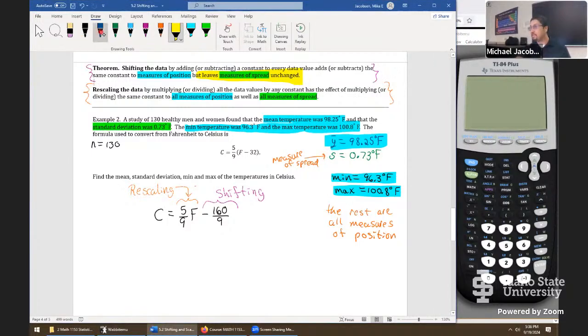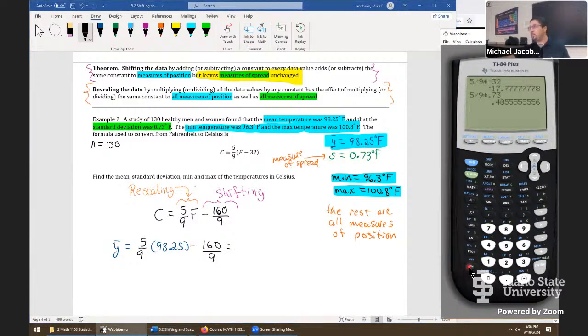So let's go through it. I'm going to keep the color coding blue when we're looking at measures of position, green when we're looking at a measure of spread, just to keep that correspondence separate in our mind. Our first one is the sample mean Y bar. It's 98.25 degrees. So what we would do is take, in this formula, 5/9 multiplied by 98.25, and subtract 169. So that's one down.